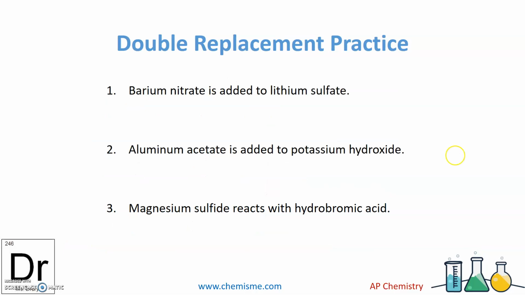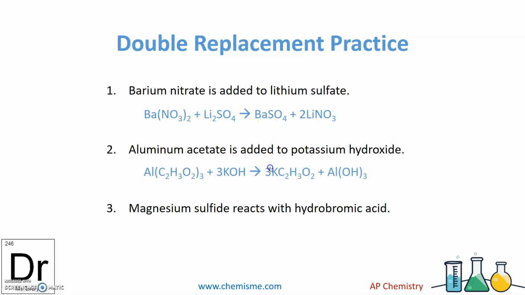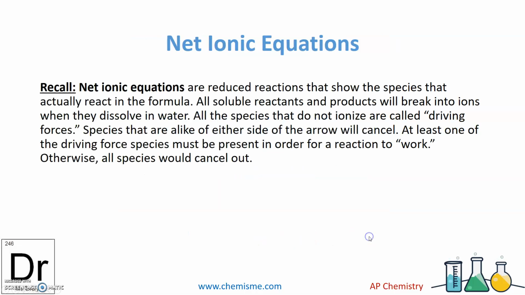So some double replacement reactions: barium nitrate and lithium sulfate. You switch the fronts with the backs, and barium sulfate is our precipitate that falls out because it's not soluble. Aluminum acetate and potassium hydroxide, when you switch their backs, you form aluminum hydroxide that's not soluble, so that's a good reaction. And magnesium sulfide and hydrobromic acid, when they switch, they not only form magnesium bromide, which is a solid, but they form H2S gas because non-metal. And so there's two driving forces here.